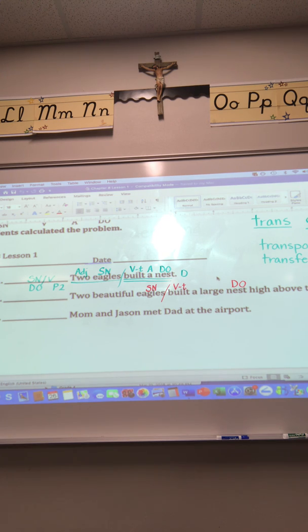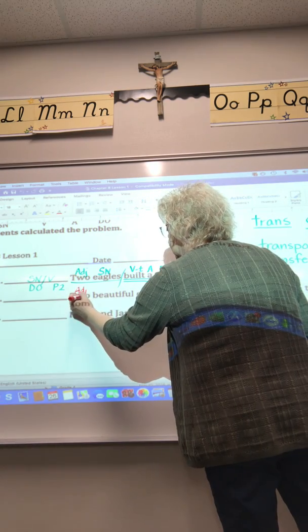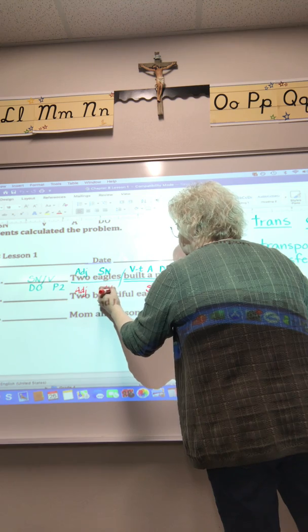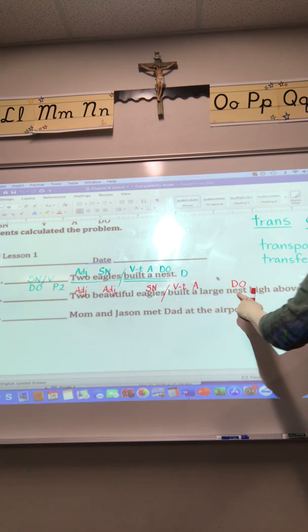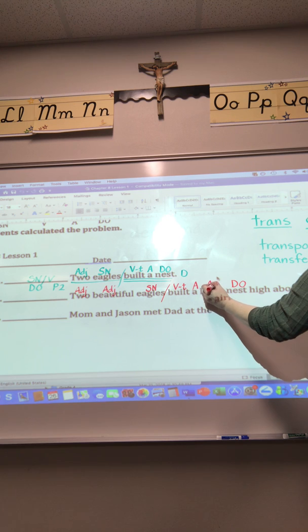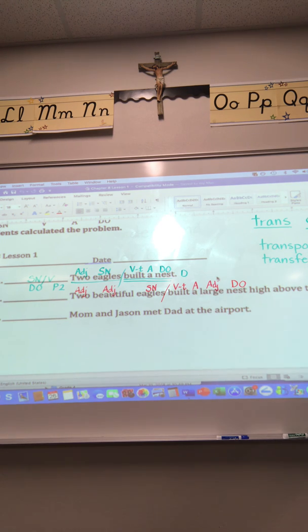Two and beautiful tell more about the eagles. So this is an adjective. We have an article adjective. Large tells more about the nest, so this is an adjective, the large nest. And for the word high, we're going to ask ourselves, built it where? Where did they build it? They built it high, because this goes back to the verb, so that makes this one an adverb.